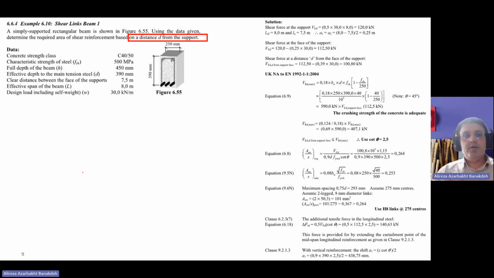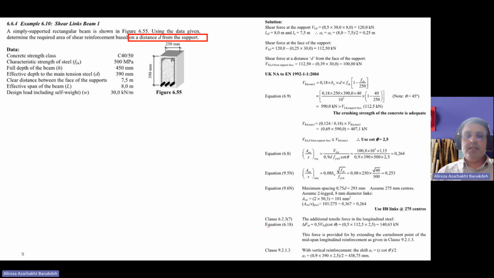So we just move forward to example 6.10, which is the shear link beam number 1. A simply supported rectangular beam is shown in this figure, and using the data, determine the required area of shear reinforcement based on the distance d from the support.